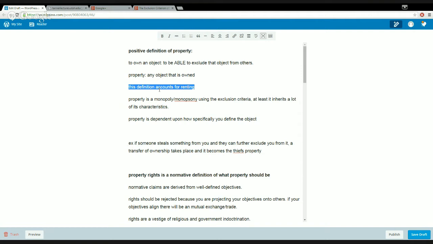Now, again, this is a positive definition. I'm not saying what should be. So don't let your emotions get to you and say it's wrong to do so, because I'm not saying what's wrong or right. I'm just saying what is.